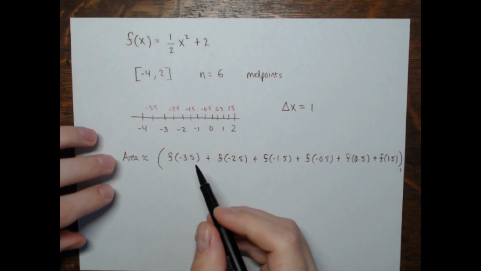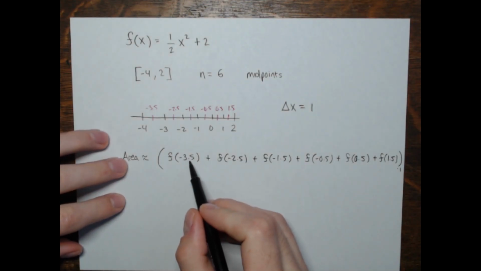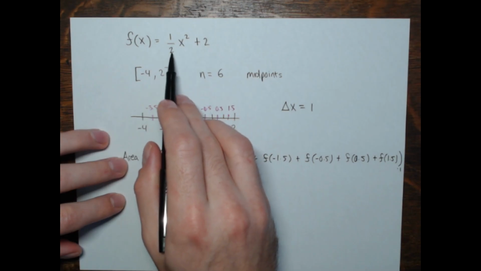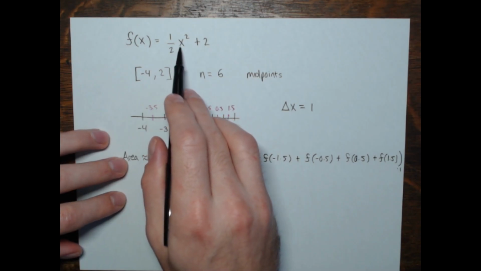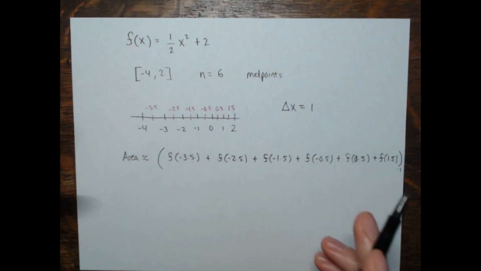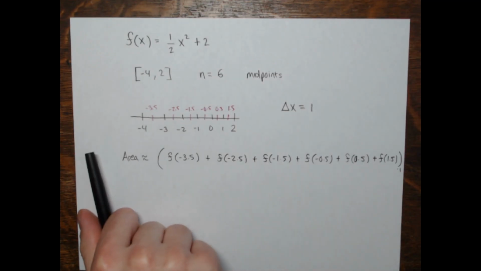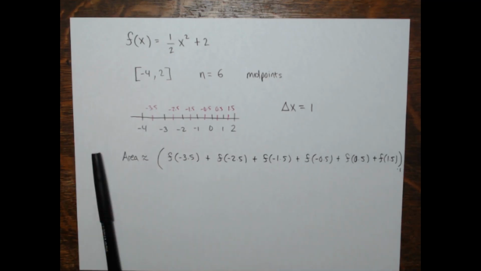Let's see. So again, this is negative 7 halves. So that'll be 49 fourths, but then times a half. So 49 eighths. Yeah, it's not impossible, but I don't really feel like doing all that. So I'm gonna go to a calculator.